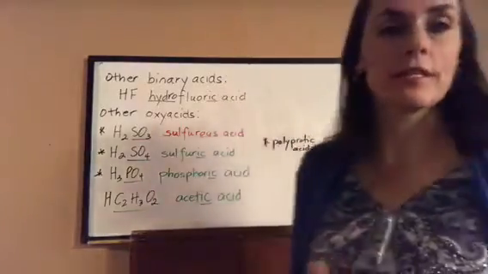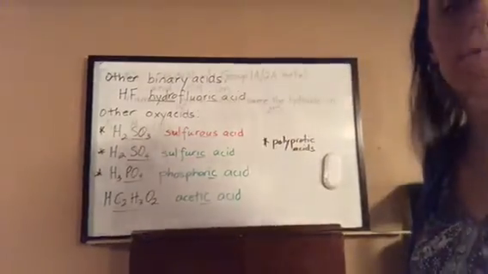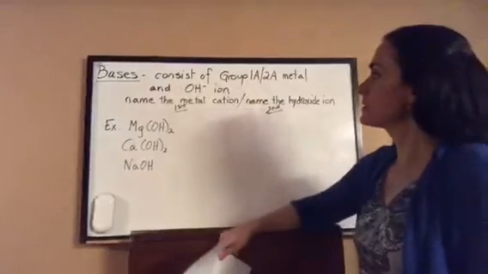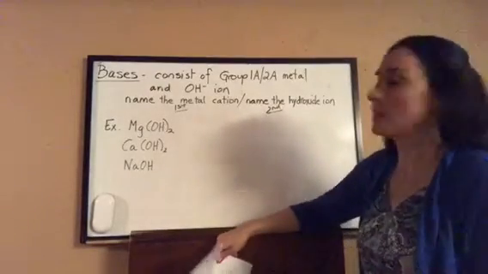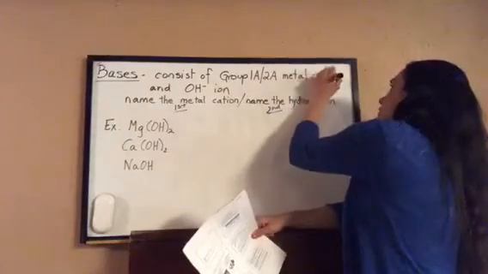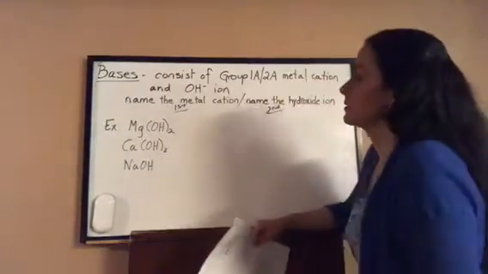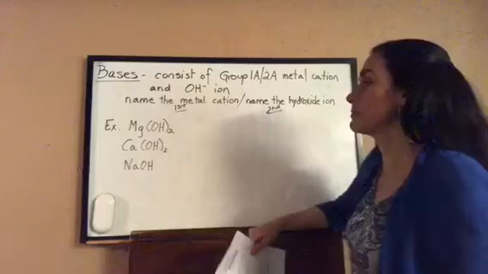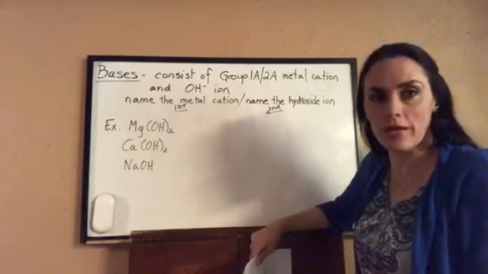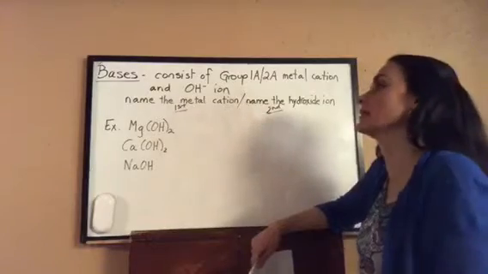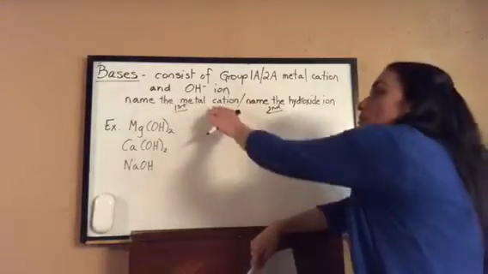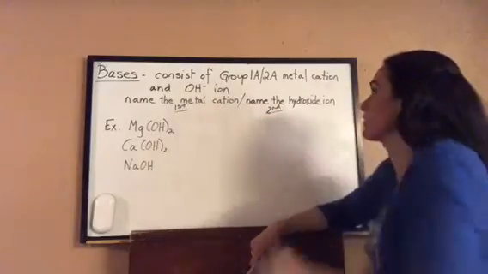Let's go now into naming bases. Bases consist of typically a group 1A or 2A metal cation and the hydroxide ion. These are for the Arrhenius bases. How do we name these? When we learned in chapter 6 how to name compounds, this is just like naming an ionic compound. You name the metal cation first and you name the hydroxide ion second.